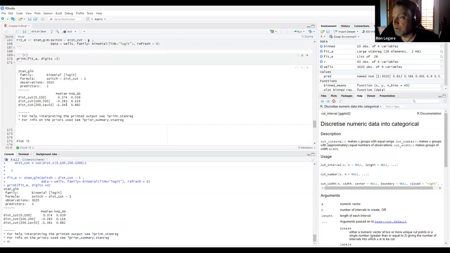So these are the coefficients then. The log odds that you would switch are increased if you're in the lowest range. Does that make any sense? No. That seems wrong now that I read it.